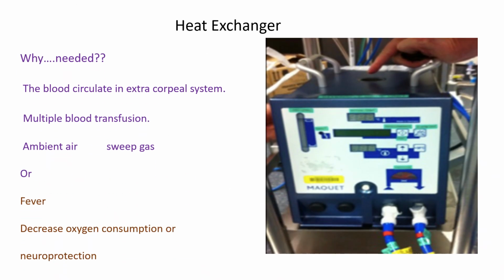Heat exchanger, why is it needed? The blood circulates in the extracorporeal system. Multiple blood transfusions can be present. Ambient air and sweep gas all cool the blood and need warming. If there is fever, or to decrease oxygen consumption, or for neuroprotection, it's very important to control the ECMO temperature by the heat exchanger.